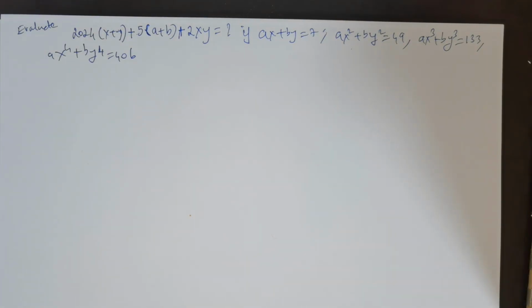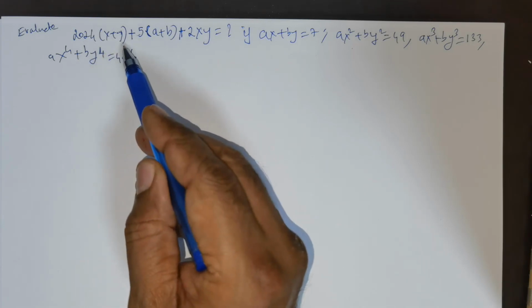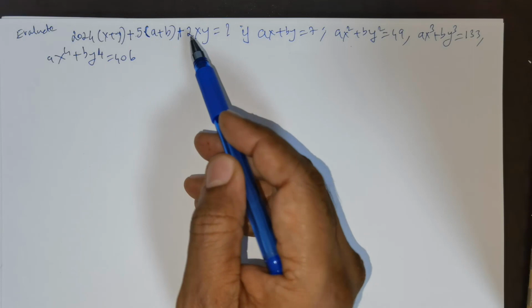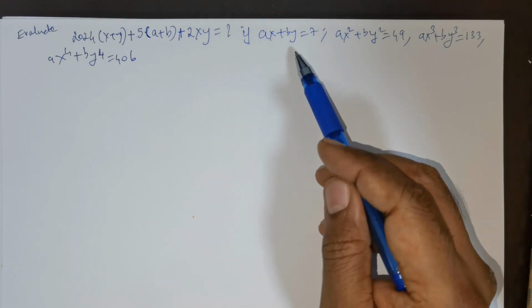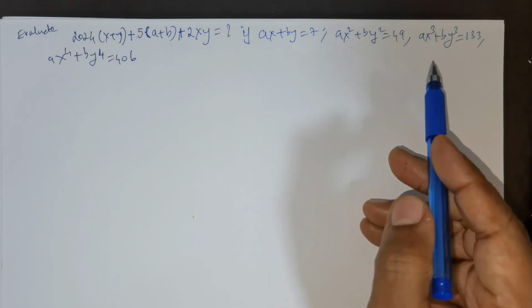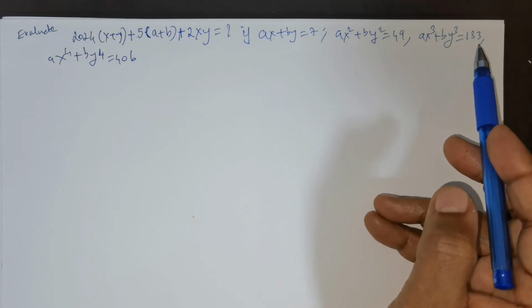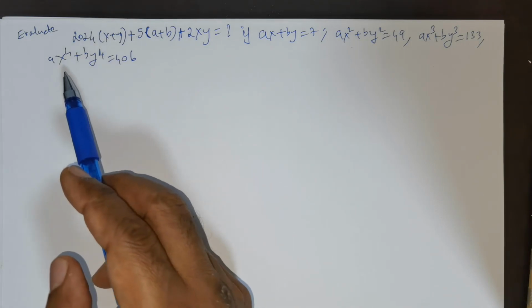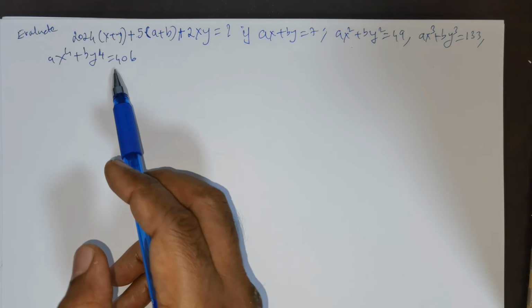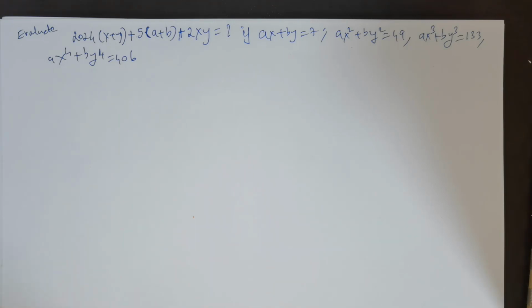Good day everybody, we got an algebraic question. We are expected to evaluate 2024 times (x + y) + 5 times (a + b) + 2 times xy. Given that ax + by = 7, ax² + by² = 49, ax³ + by³ = 133, ax⁴ + by⁴ = 406.